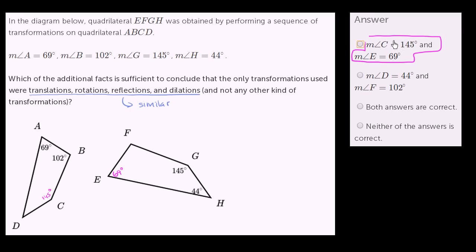So with that piece of information right over here, we know in each of these quadrilaterals, we know 3 of the angles, and because we know 3, we can figure out the 4th. We can figure it out because the sum of the angles in a quadrilateral are going to add up to 360 degrees. So if we wanted to figure out the measure of angle F right over here, let's say that is X, we could say that X plus 69 degrees plus 145 degrees plus 44 degrees is equal to 360 degrees.